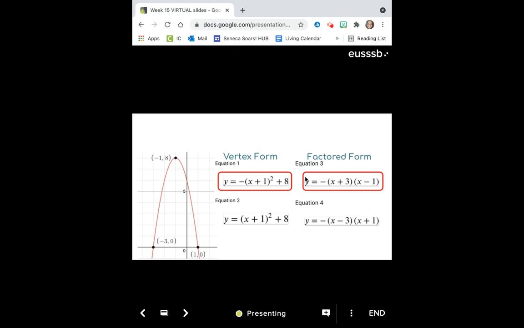For the factored form, both of them start with a negative orientation. So you're paying attention to the signs inside of the factors. So my x-intercepts are at negative 3, 0 and positive 1, 0. Those are each going to flip, so my factors become x plus 3 and x minus 1. Are there any questions right now about the factored form equation?